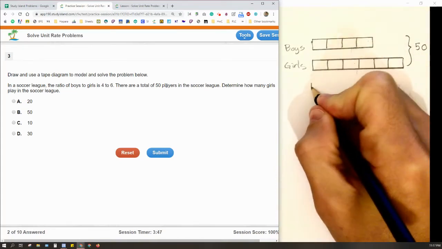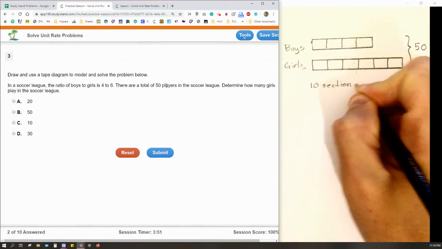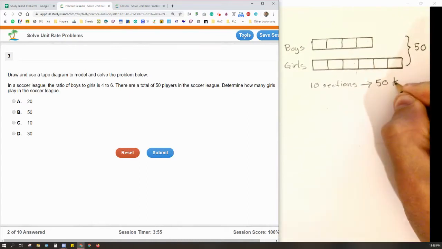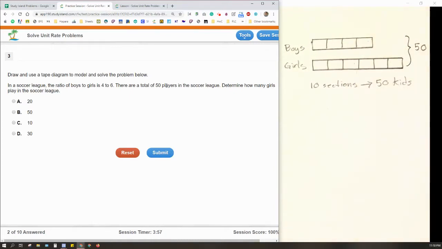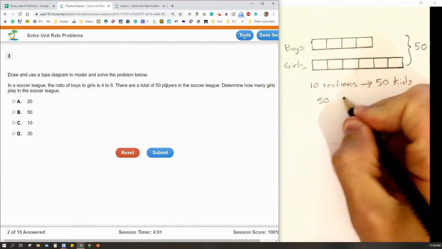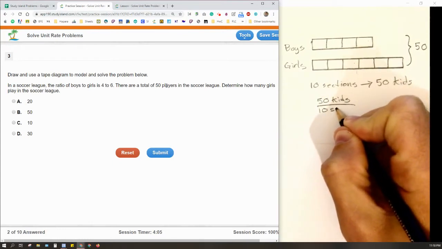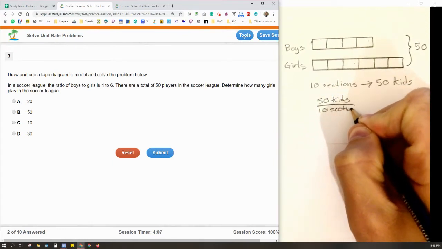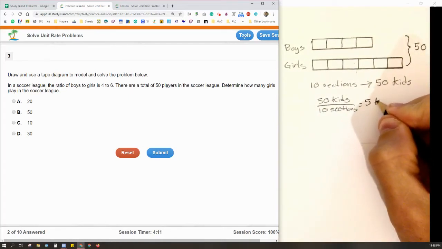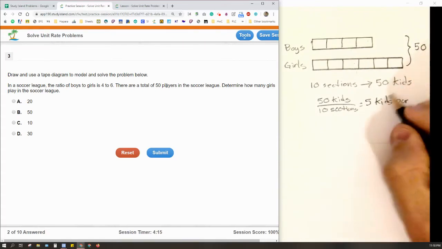So if we have 10 sections, and those 10 sections make 50 children, 50 kids, how many kids per section? Kids per section is kids divided by sections. So 50 kids divided by the 10 sections gives us our unit rate. 50 divided by 10 is 5, and we get 5 kids per section.